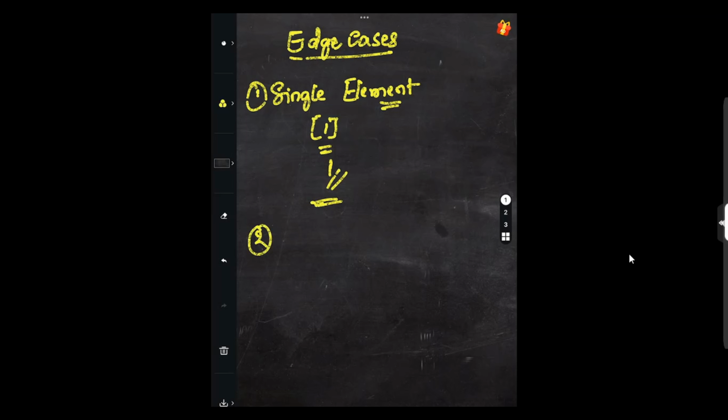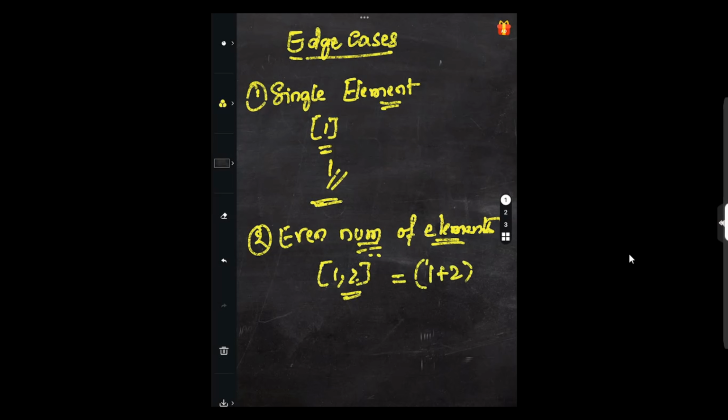Second edge case is for even number of elements. This is for the condition even number of elements here. So let's consider an even number: I'll just consider 1 and 2 as input. For the even number, we'll just go with 1 plus 2 by 2. This will be 3 by 2, nothing but 1.5. Output will be 1.5 for this one. This is for the condition even number of elements.